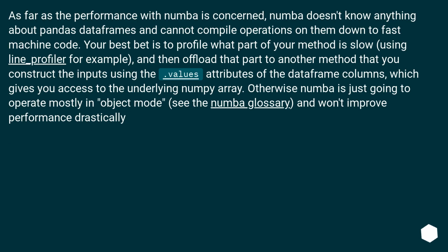As far as the performance with numba is concerned, numba doesn't know anything about Pandas DataFrames and cannot compile operations on them down to fast machine code. Your best bet is to profile what part of your method is slow, using line_profiler for example, and then offload that part to another method that you construct the inputs for using the .values attributes of the DataFrame columns, which gives you access to the underlying NumPy array. Otherwise numba is just going to operate mostly in object mode, see the numba glossary, and won't improve performance drastically.